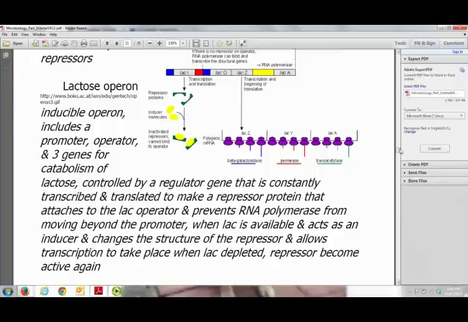When lactose is depleted, the repressor will become active again. So this is a way for the cell to be able to save energy. It will make the enzyme when lactose is present. It will stop making the enzyme when lactose is not present.